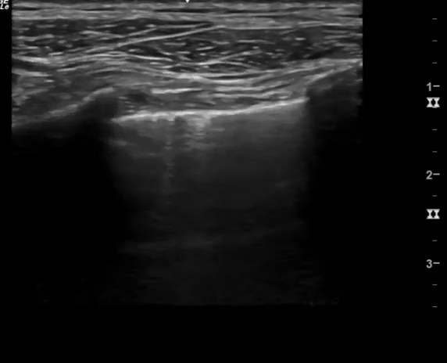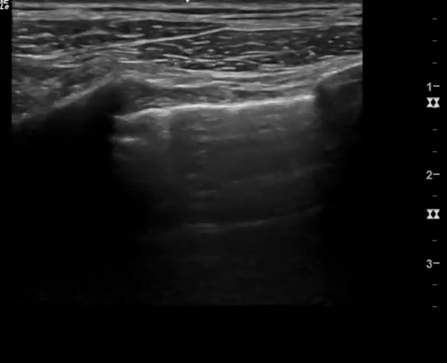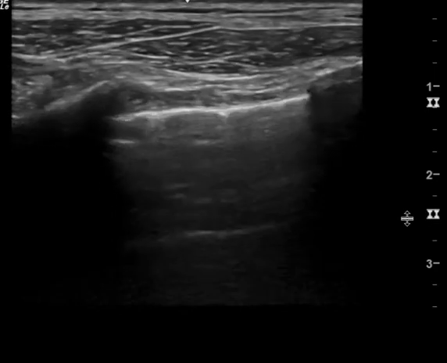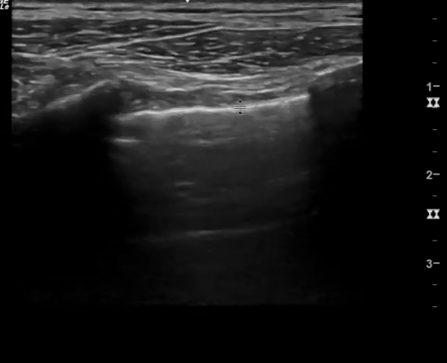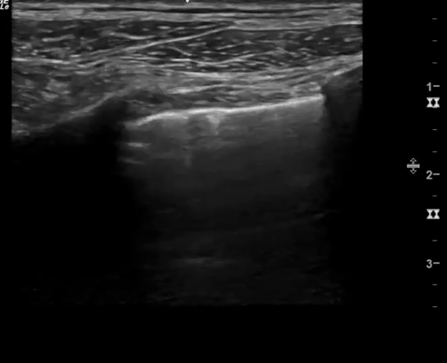These are two cases. They're both lung ultrasound cases. This is the first one. This is a classic normal appearing lung ultrasound. Rib, pleura here, and you can see some nice lung sliding.